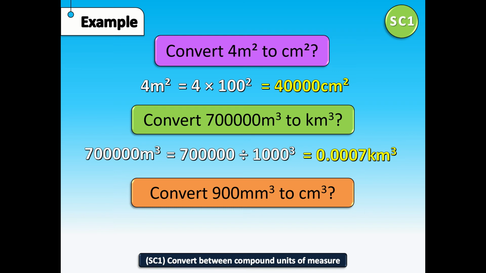This time we're going to convert 900 millimetres cubed into centimetres cubed. To go from millimetres to centimetres, we divide by 10. So to go from millimetres cubed to centimetres cubed, we need to divide by 10 cubed, which would be 0.9 centimetres cubed.